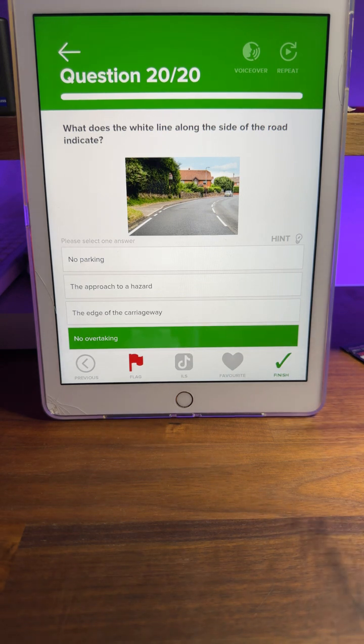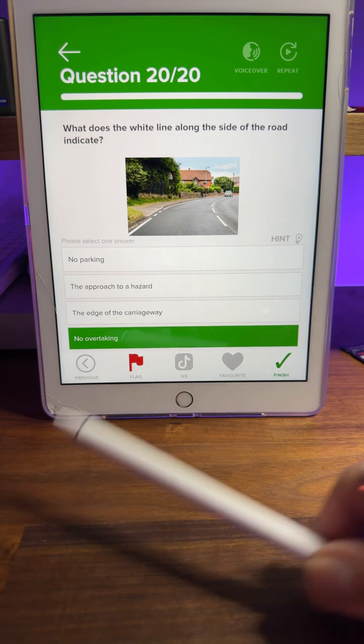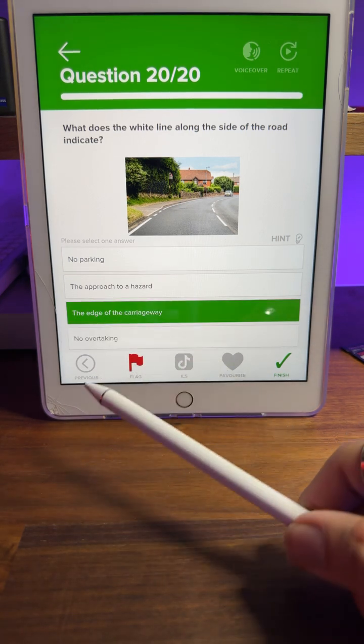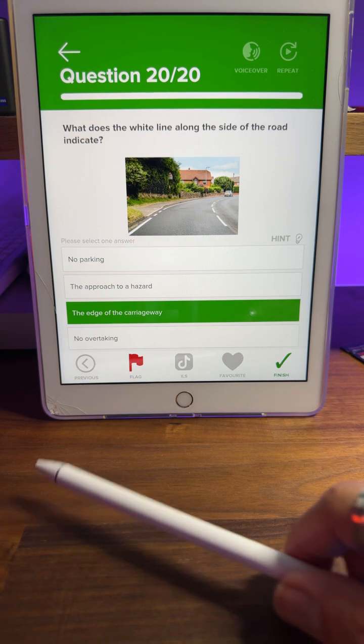A lot of you saying C. Somebody just said, I don't know. That's fine. If you don't know, it's always good to be honest. I can explain it in a second. Pretty much all of you saying C, actually. I've just had a couple of B's come through. It is, to tell you, the edge of the carriageway, okay?